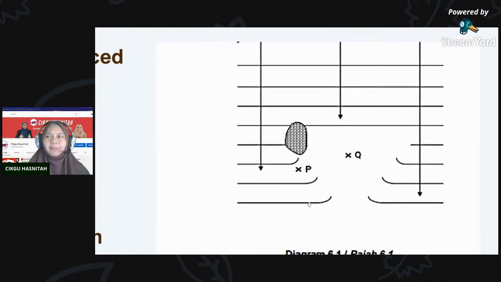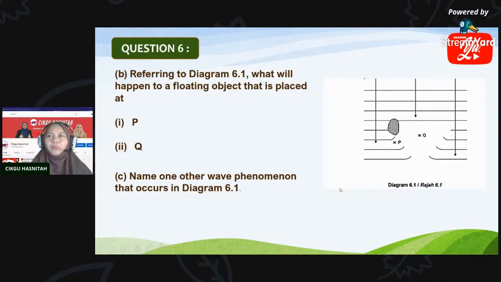So what will happen to P? What will happen to Q? What happened to the floating object? P will move up and down. Or we can say P will vibrate or oscillate. How about Q? Q will be stationary. It floats there stationary.